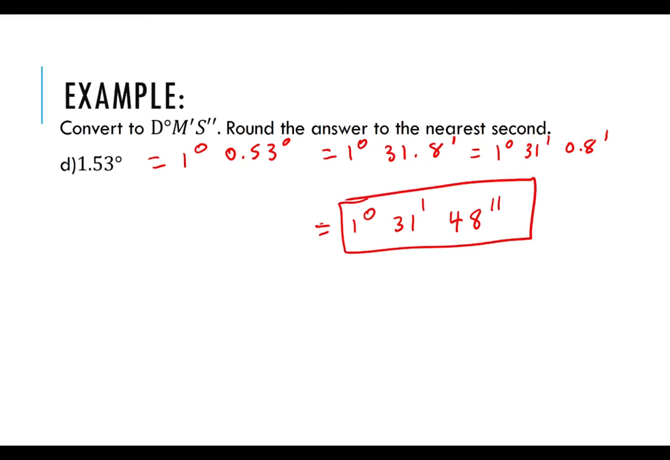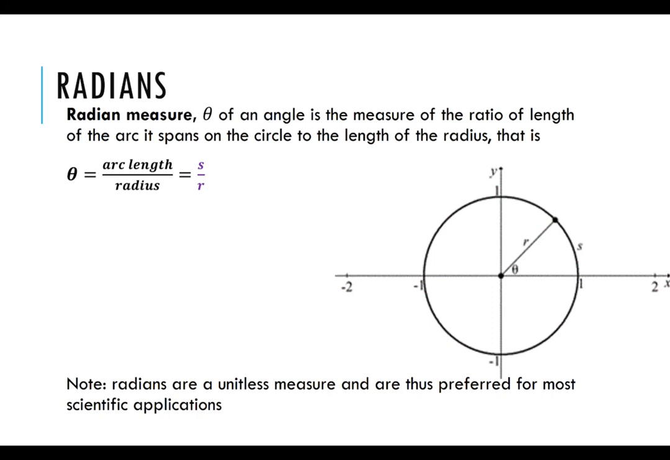Notice that we didn't have to round these, but that's not necessarily going to be the case in all examples. Another way to measure angular rotation is this thing called radians. So radian measure, theta of an angle, is the measure of the ratio of the length of the arc it spans on the circle to the length of the radius.